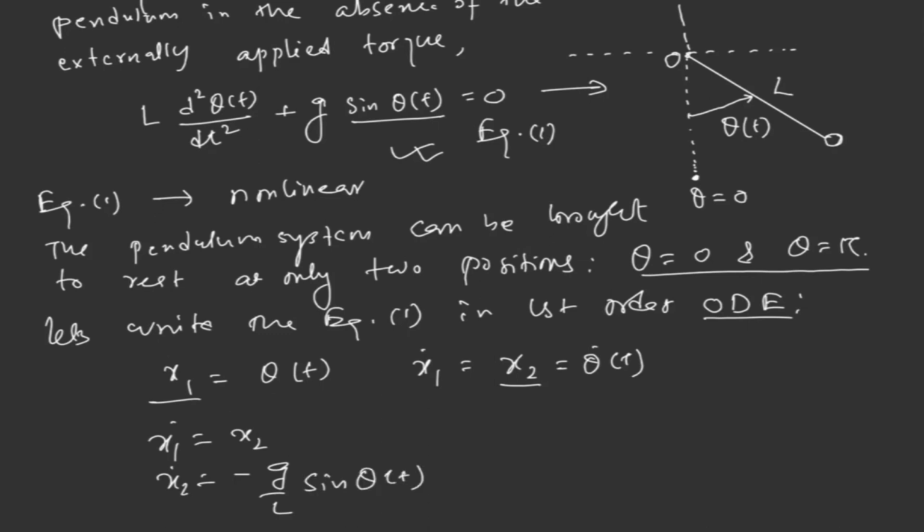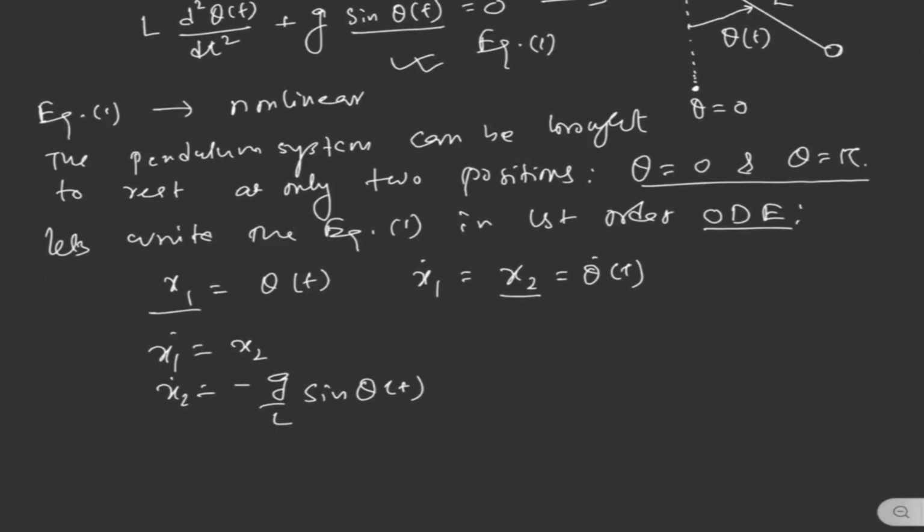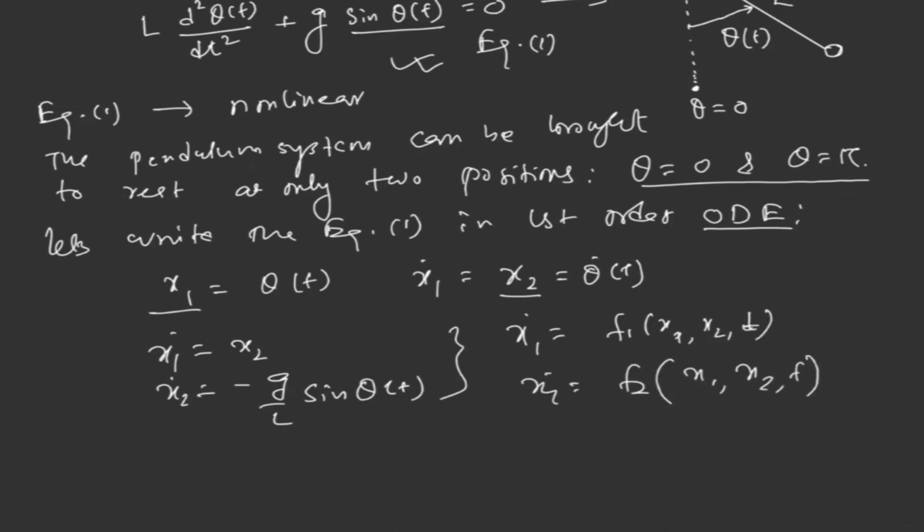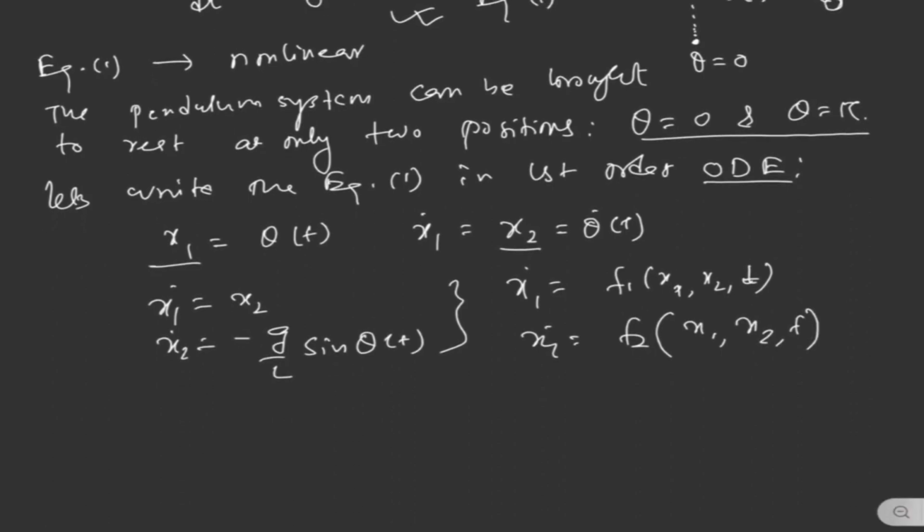And why are we converting this second order system to first order ODEs? Because to find the equilibrium point, we generally define the system as first order ODEs. Because the equilibrium point we assume to be constant and the rate of change of that value is assumed to be 0. So now from this system we can write x1 dot equal to f1 of x1, x2 and x2 dot equal to f2 of x1, x2 and t. So we have two equations in first order ODE form.